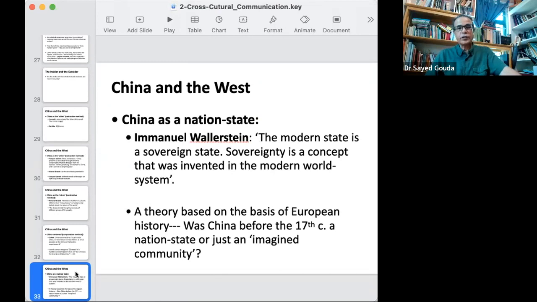For example, some Western scholars pose the question: is China a nation state? Let's take the definition by Immanuel Wallerstein. He said the modern state is a sovereign state, and sovereignty is a concept that was invented in the modern world system. Because this concept was invented in the West, does it mean that China before the 17th century was not a nation state? Or, as some Western scholars posed, was it just an imagined community? China before the 17th century was an imagined community, and it became a nation state only in the 20th century, according to some Western scholars.